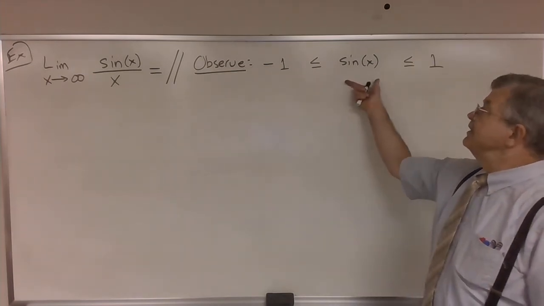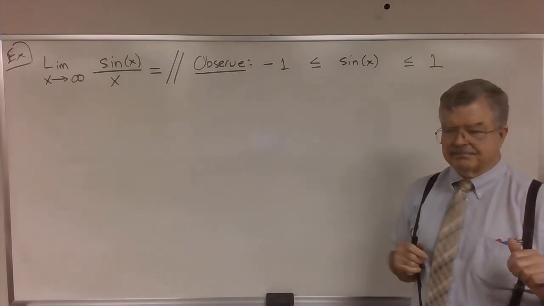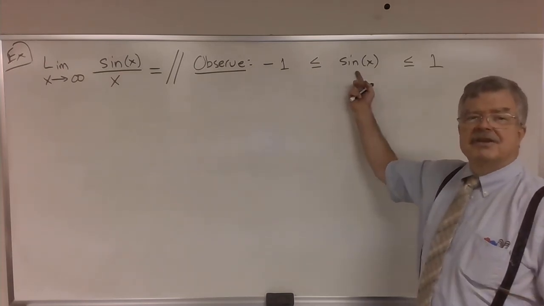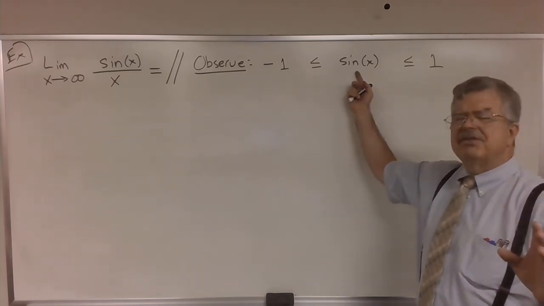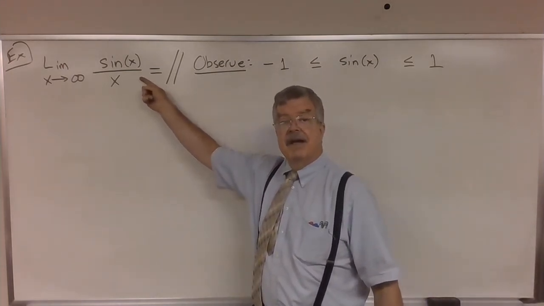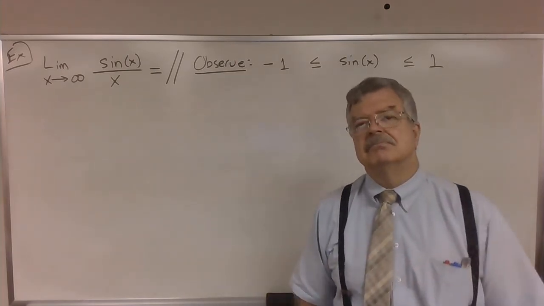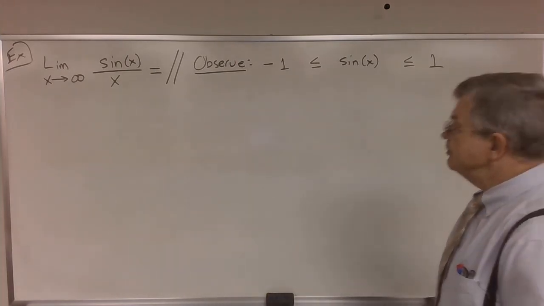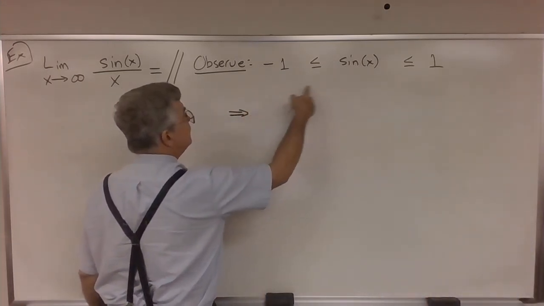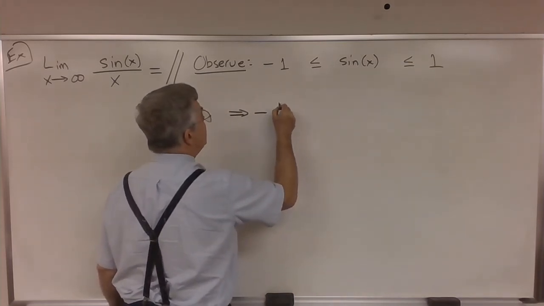We look at this inequality and say, well, that's all nice and good, but we already know what the limit of sine of x is. It doesn't exist. We don't want to know about sine of x. We want to know about sine of x divided by x. So what we're going to do is take all three sides of this inequality and divide by x.